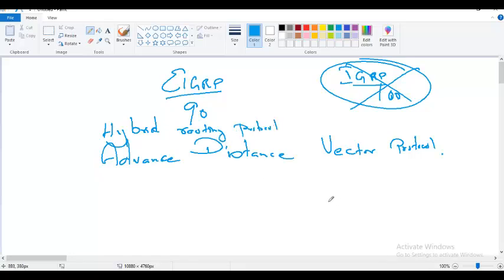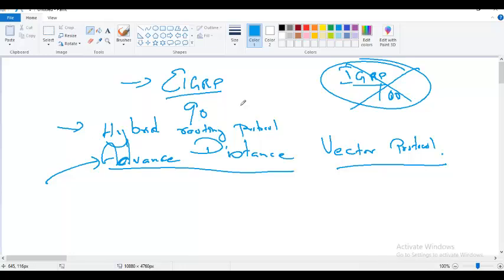But I tell you, when you go to higher levels like CCNP and CCIE, you will see advanced distance vector protocol. The reason is, in CCNA, they don't go deep into EIGRP, so they couldn't justify this point. So they simply say a hybrid protocol. Why hybrid? You will see something like RIP, and something like OSPF, both mixed together, hybrid.